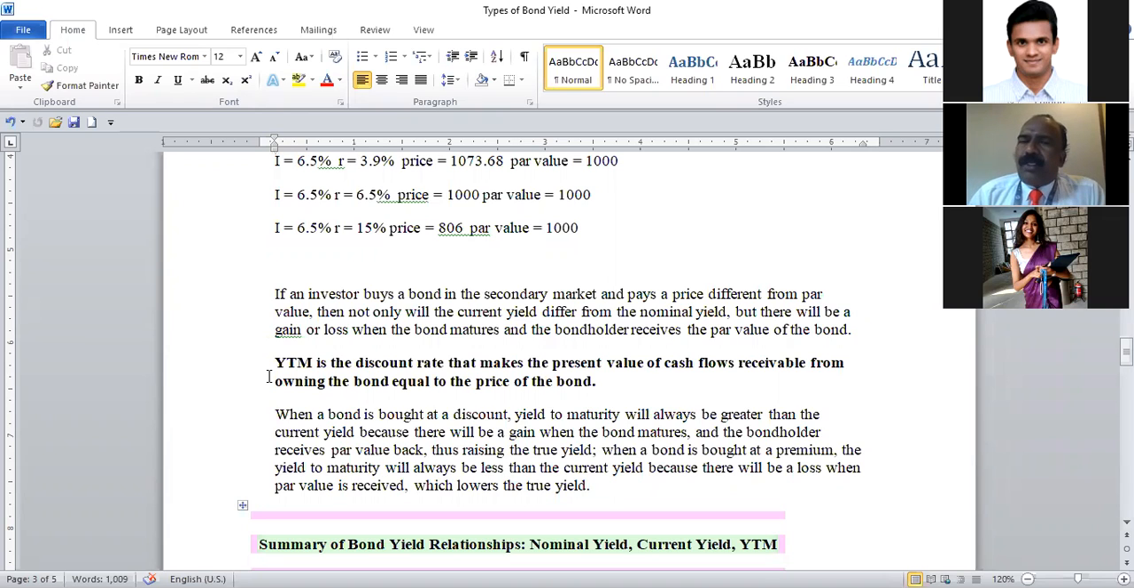The first is called the premium bond. The third is called the discount bond. The middle one is called the par value bond.